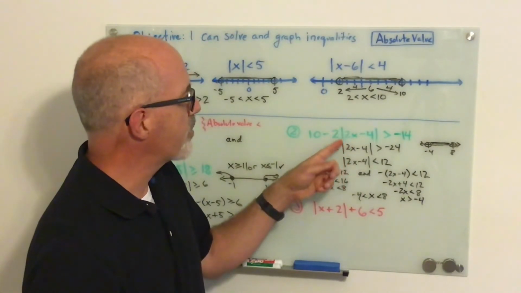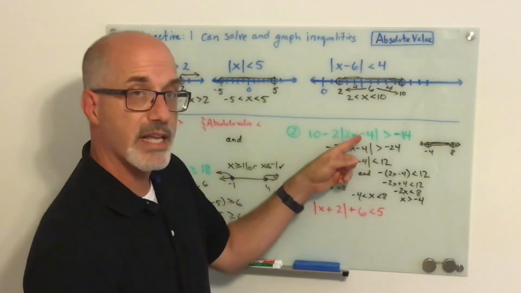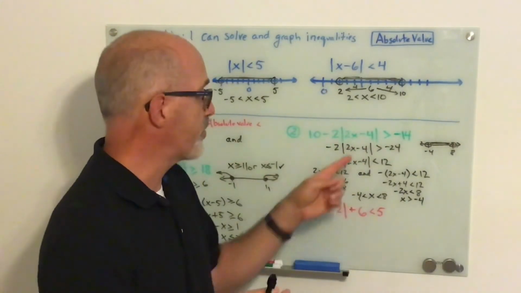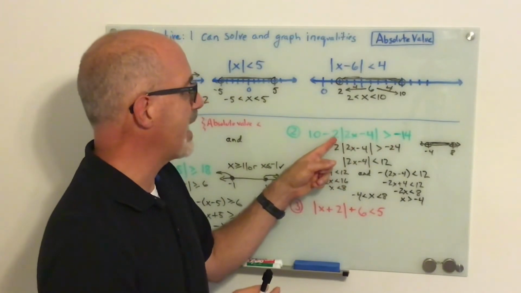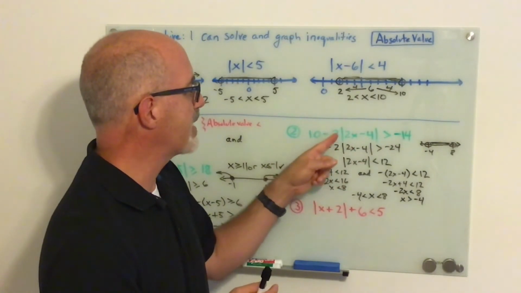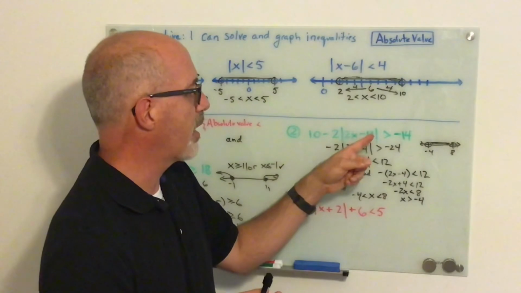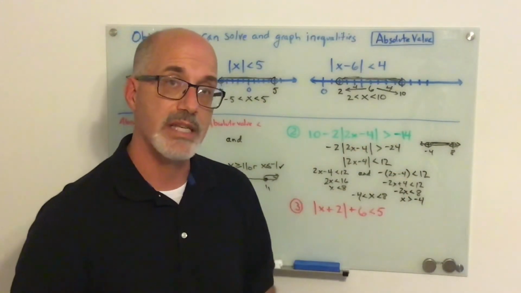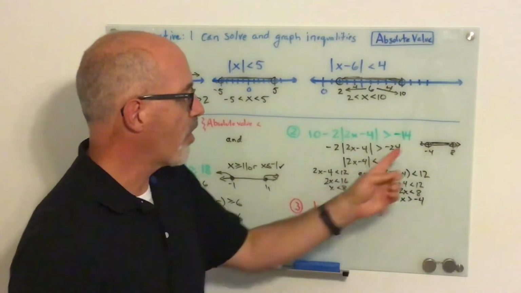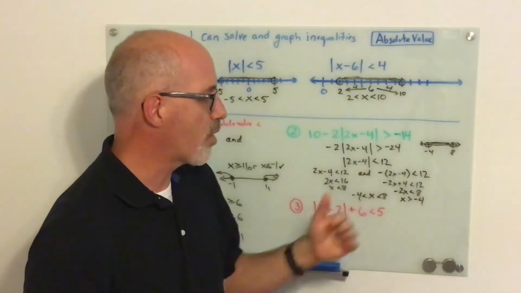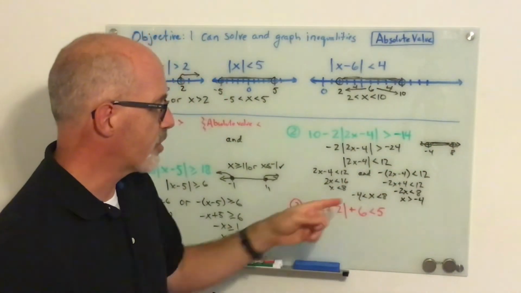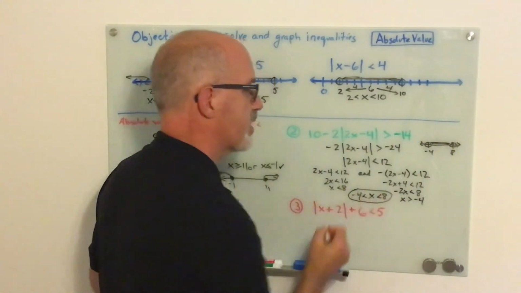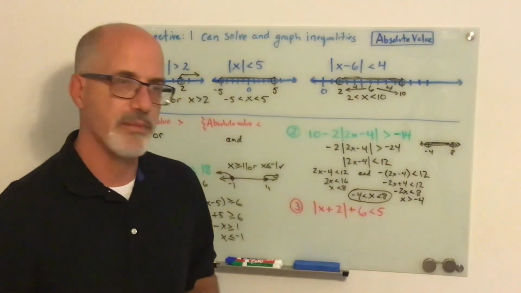2 times 0 is equal to 0, minus 4 is negative 4. Absolute value of negative 4 is positive 4. 4 times 2 is 8. 10 minus 8 is going to be 2. 2 is greater than negative 14. So it works. All the numbers between these two will work, and so I have my solution of negative 4 is less than x, which is less than 8, my between notation.